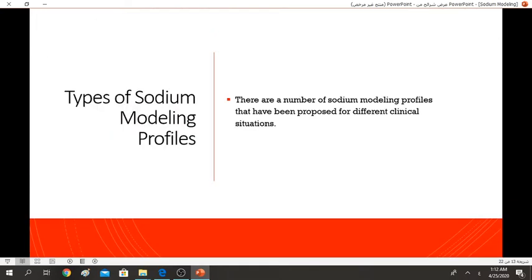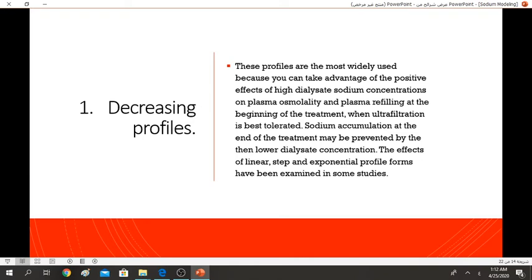Types of sodium modeling profiles. There are a number of sodium modeling profiles that have been proposed for different clinical situations. Number 1, decreasing profiles. These profiles are the most widely used because you can take advantage of the positive effect of high dialysate sodium concentrations on plasma osmolality and plasma refilling at the beginning of the treatment.